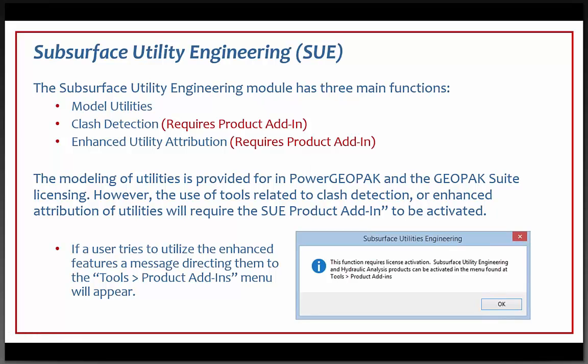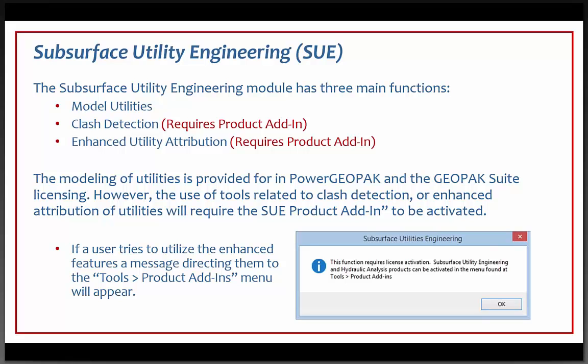Now, since I used that example before, here's another example where the subsurface utility engineering is kind of in a gray area. It really covers three main functions. It does models for the utilities, it does clash detection of the utilities, and it does enhanced attribution of utilities. If you just want to model a utility, that's covered as part of your GEOPAK Suite license. But as soon as you want to do clash detection or apply some enhanced attributes to it, like utility company name, more details like that about the owners and so forth, of the other properties of the utility, then you would have to activate the product as well.